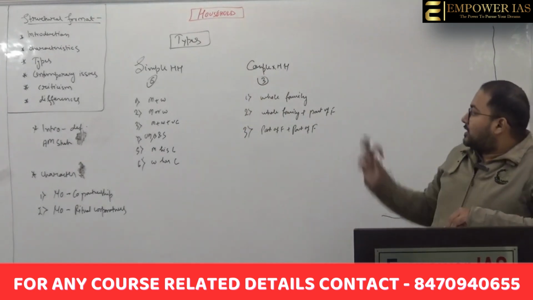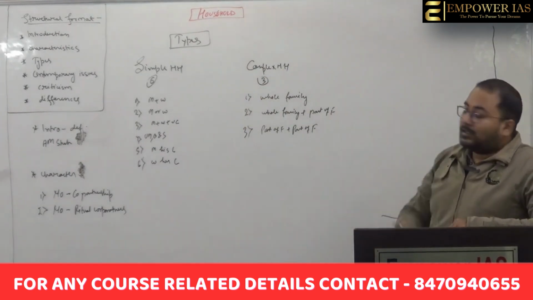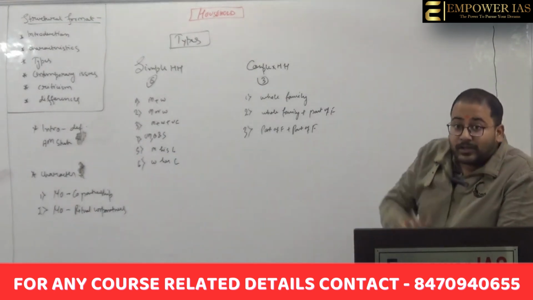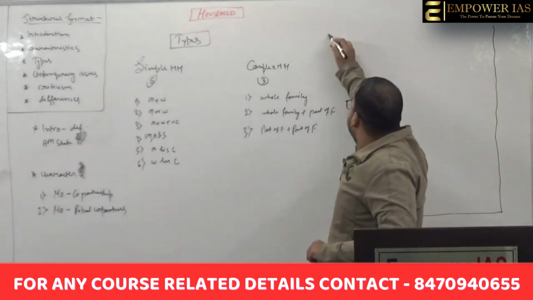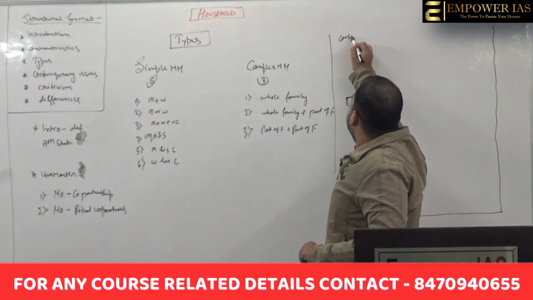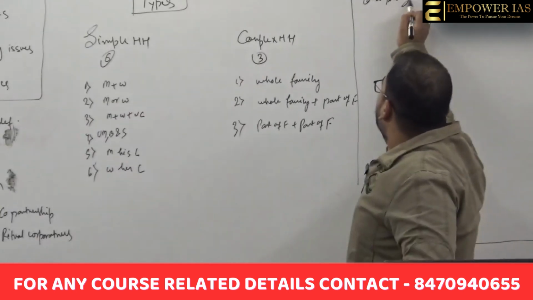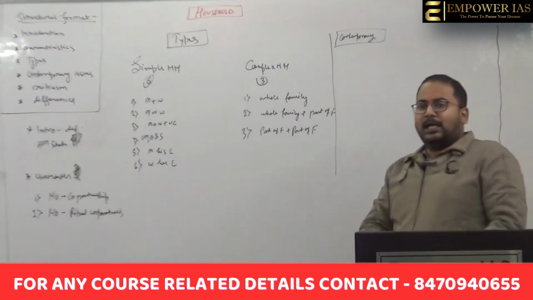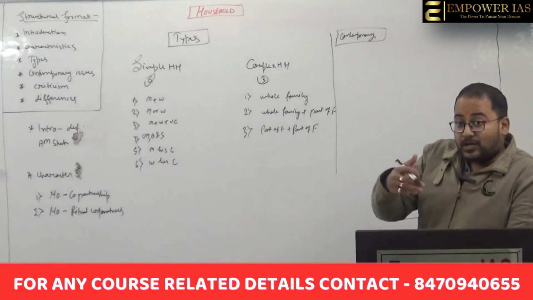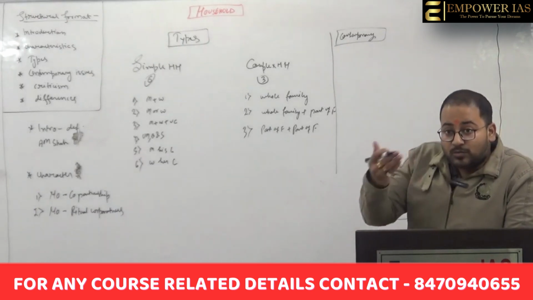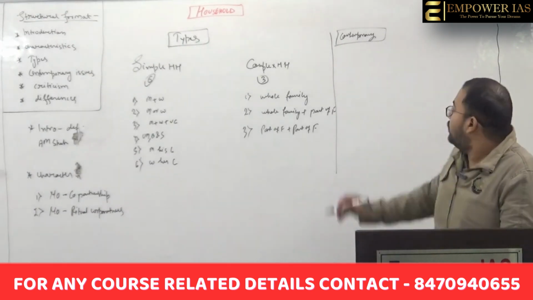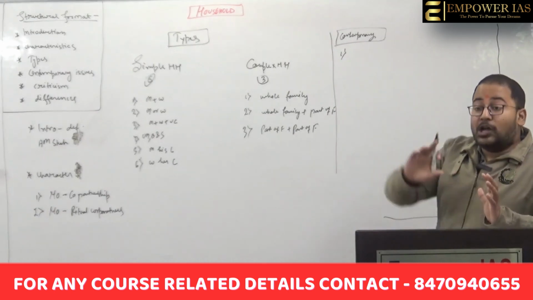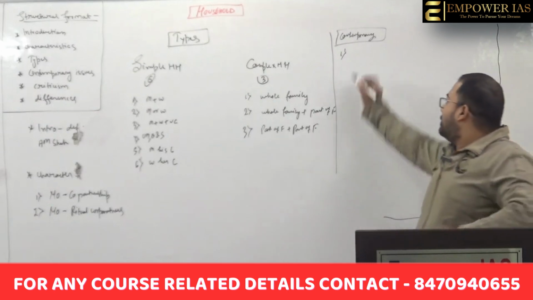In this we have discussed the introduction, the character, the types, and now we will discuss the contemporary changes, or the contemporary things related to household. In this we will discuss three to four points. First, that nuclear households are much more in number than joint households. In the era of globalization, or the modern era, nuclear households are much more in number.